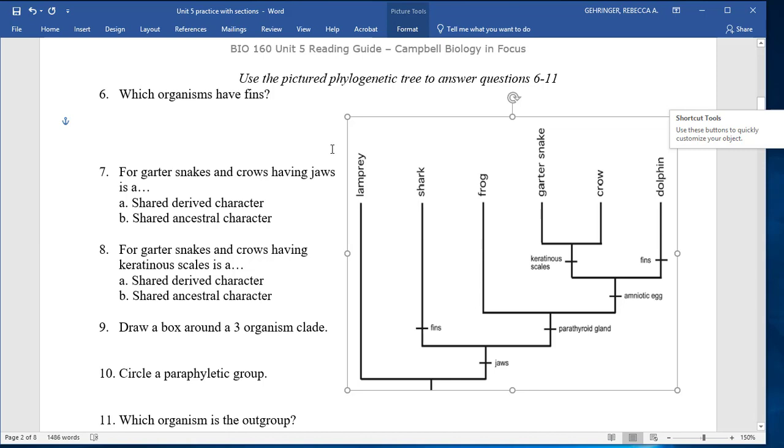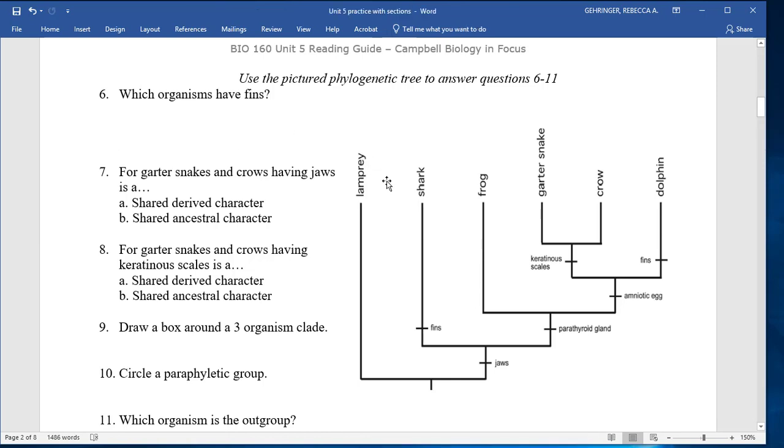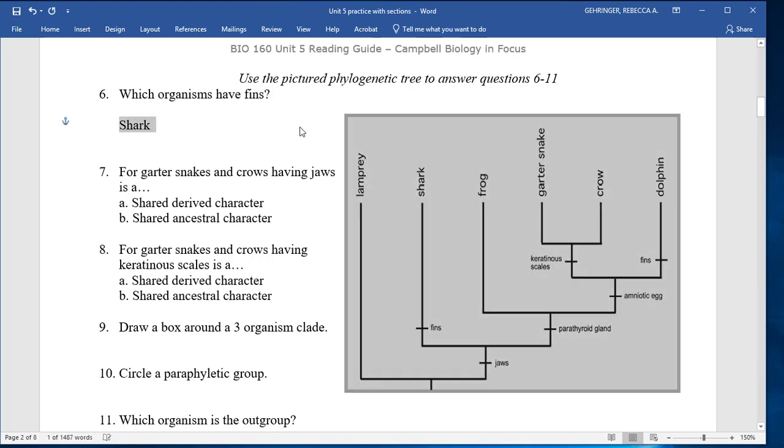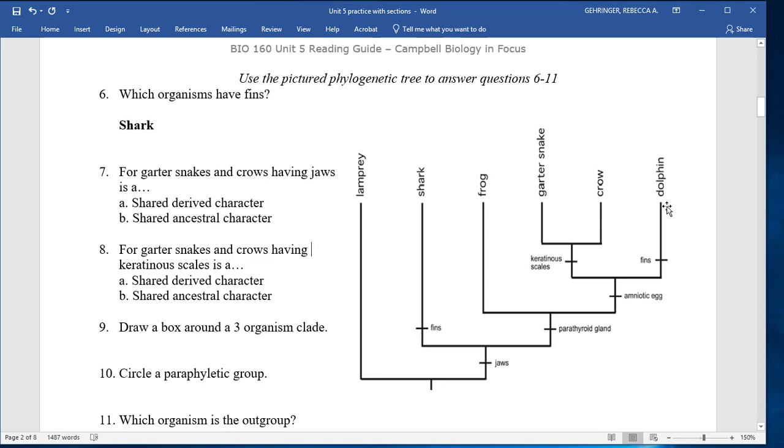Okay, so who has fins? Well, according to this image, sharks have fins. Are they the only one, though? Who else has fins? Again, according to this image down here, it says the dolphin has fins as well. So shark and dolphin. I know I love a good select all that apply. For garter snakes and crows, so here we have a garter snake, here we have a crow. For garter snakes and crows, having jaws, is that a shared derived character or a shared ancestral character? Well, where did jaws develop?